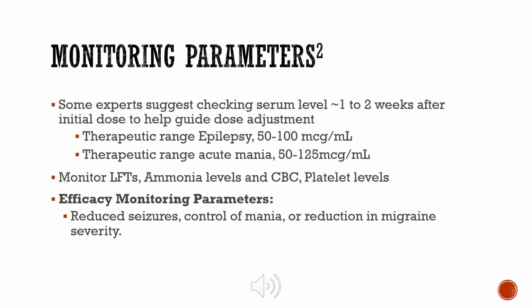For monitoring parameters, we also have to look at serum levels. Some experts suggest checking serum levels 1 to 2 weeks after the initial dose to help guide dose adjustment. The therapeutic range for epilepsy is between 50 to 100 micrograms per liter, and the therapeutic range for acute mania is between 50 to 125 micrograms per liter.